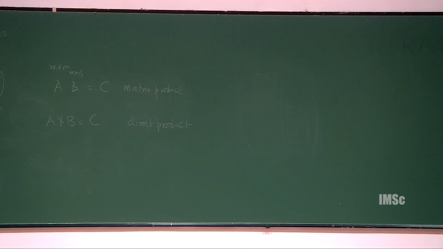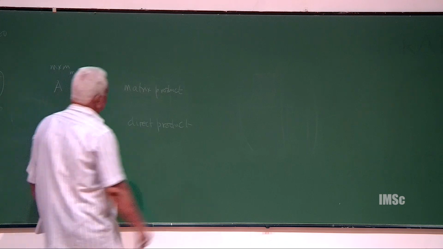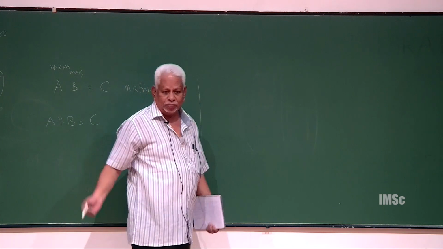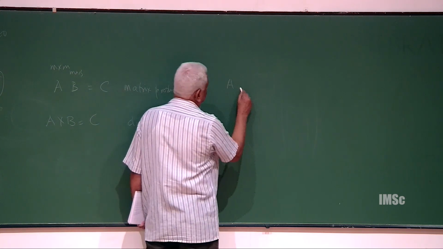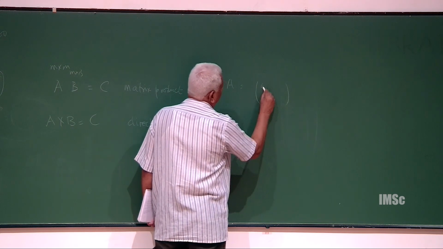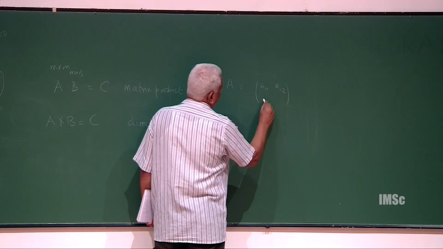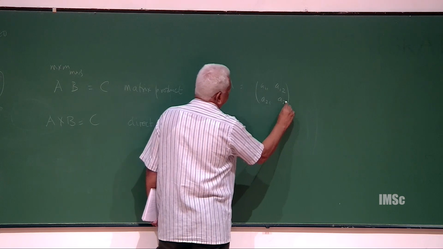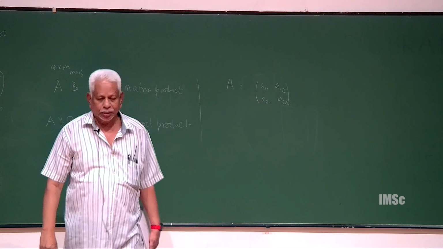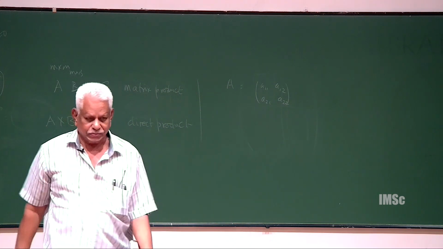I will tell you the rules for it. What you have to do is the following. I will tell the rules with some simple example. A is a 2 by 2 matrix. We will have A11, A12, A21, A22, right? A 2 by 2 matrix.